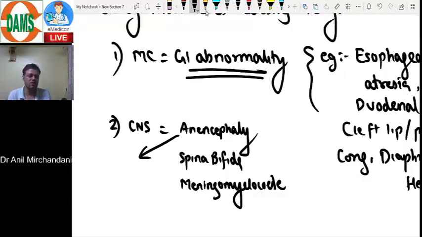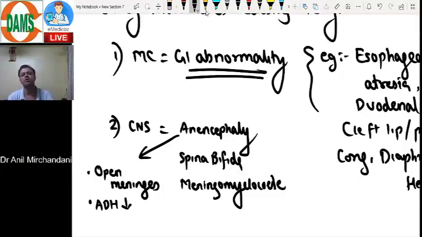Why will anencephaly and neural tube defects cause polyhydramnios? There will be open meninges. Because of open meninges, the fluid will transudate out into the amniotic sac. ADH would be less because the pituitary is faulty. And since ADH is less, there will be more urination in anencephaly. Then swallowing centers would be absent.